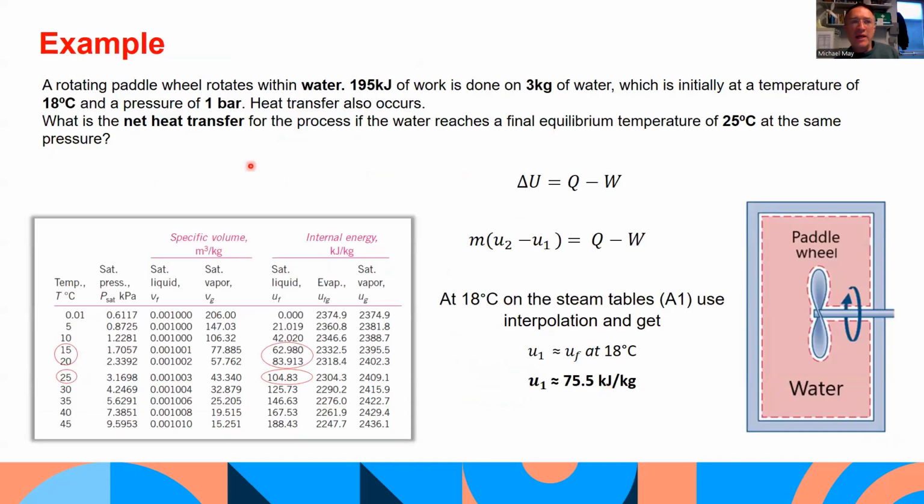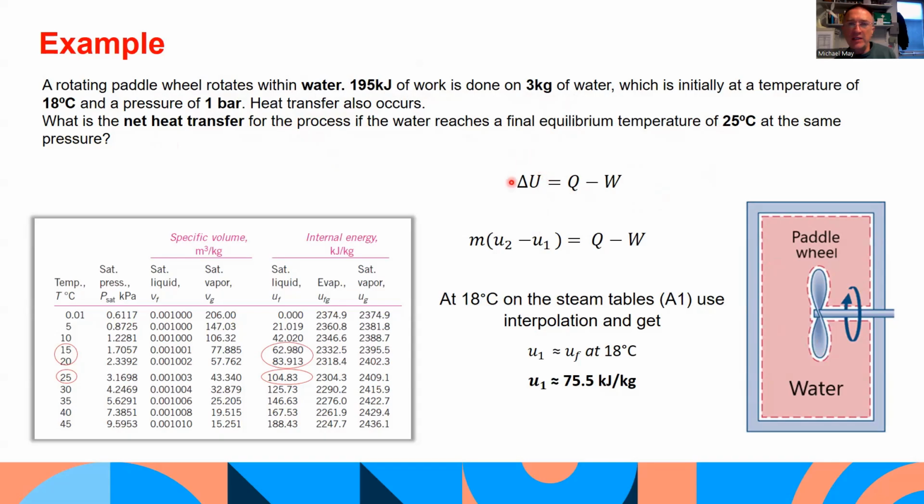Another example, a rotating paddle wheel rotates within water. 195 kilojoules of work is done on 3 kilograms of water, which is initially at a temperature of 18 degrees and a pressure of 1 bar. Heat transfer also occurs. What is the net heat transfer for the process if the water reaches a final equilibrium temperature of 25 degrees at the same pressure? So we have our classic statement of the first law.